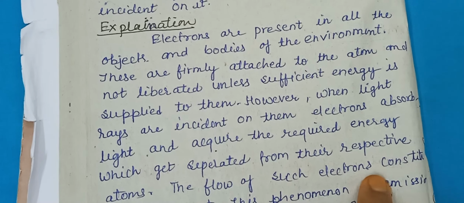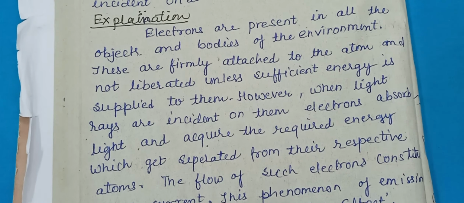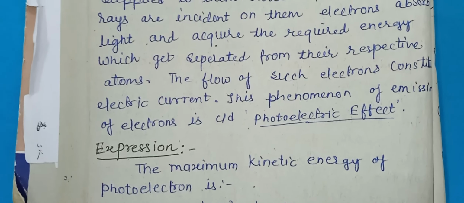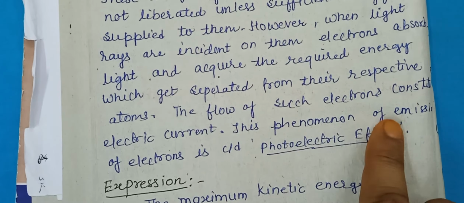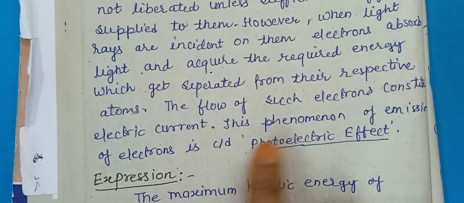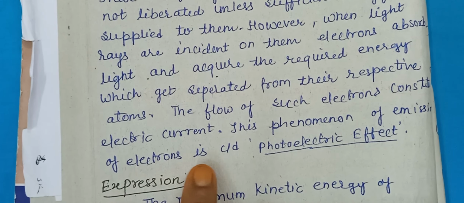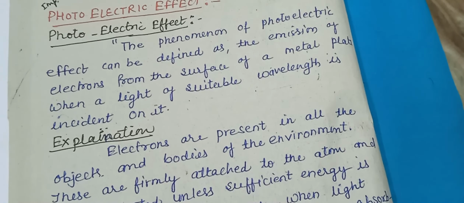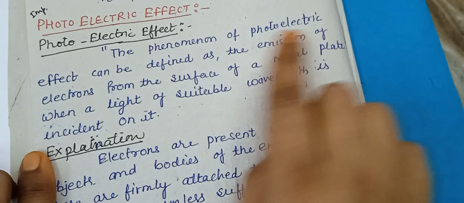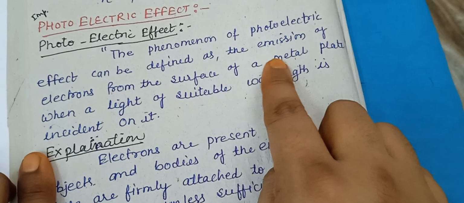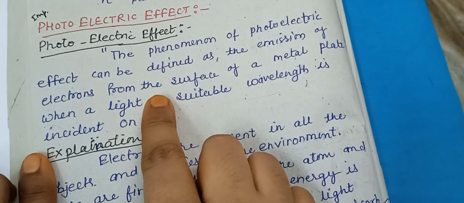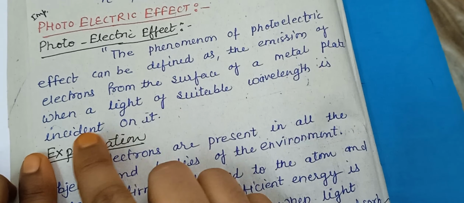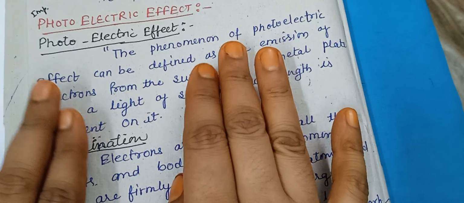The flow of such electrons constitutes electric current. We all know that when electrons move, current will flow. This phenomenon of emission of electrons is called the photoelectric effect. Same thing I told you before: the photoelectric effect can be defined as the emission of electrons from the surface of a metal plate when light of suitable wavelength is incident on it. That is the photoelectric effect.